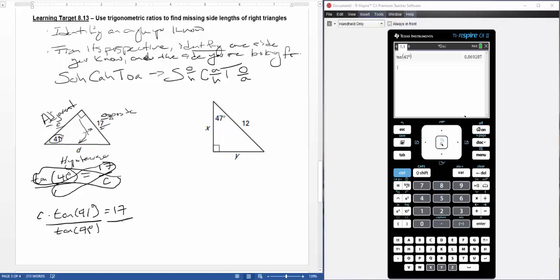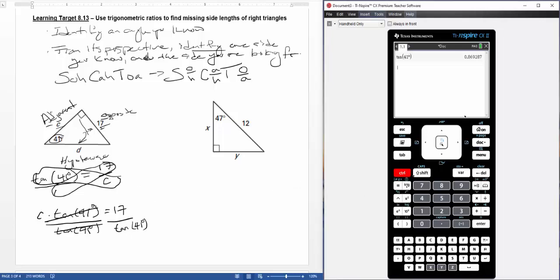Note that I'm not writing the decimal here. I'm writing in this symbol of what the decimal would be at tangent 41, because rather than worry about typing this decimal over and over again, I'm just going to type 17 divided by tangent of 41 degrees in my calculator. So I'll do that to find what c is.